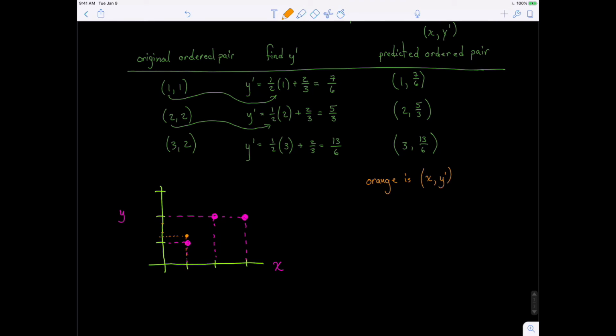All right, let's do the next one. The next one says 2 comma 5/3. Well, 5/3, that's the same as 1 and 2/3. Well, that would be right there. Well, this is working out pretty nice. And our final one is 3 comma 13/6. Well, again, if we had thirds, a 6 would be half of that. So right there. And there it is. That's the 3 predicted ordered pairs.